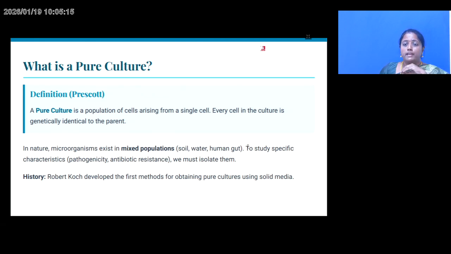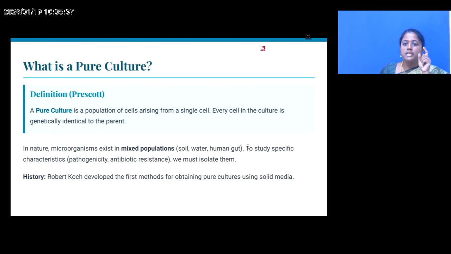In nature, microorganisms exist in mixed populations. They may be present in soil, water, and the human gut. That's why microorganisms are ubiquitous in nature. To study specific characteristics, either pathogenicity or antibiotic resistance, we must isolate the purest form of microorganisms.